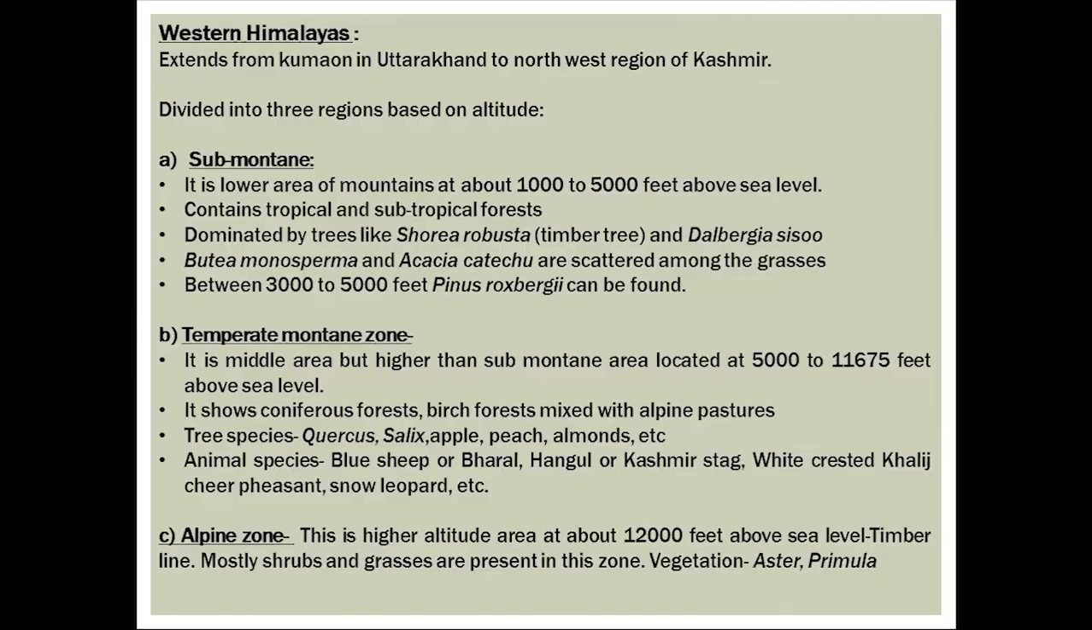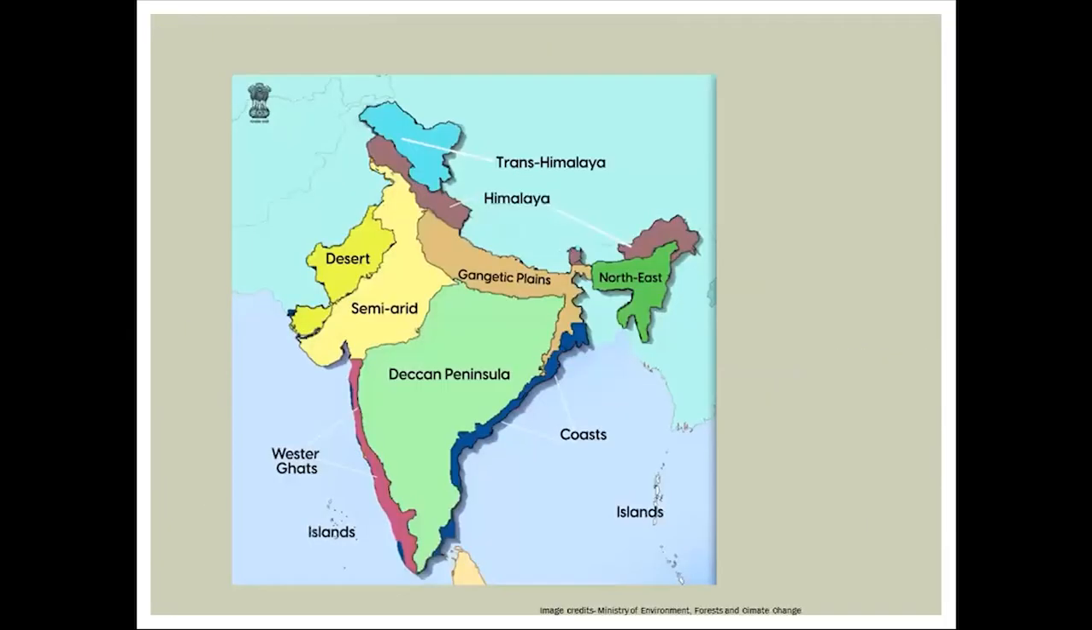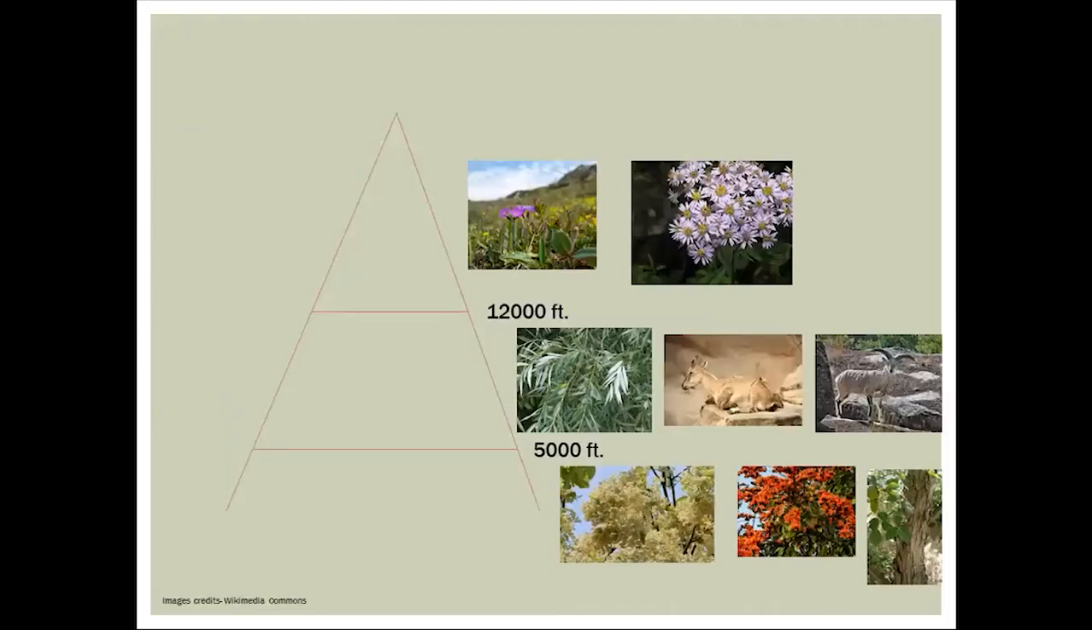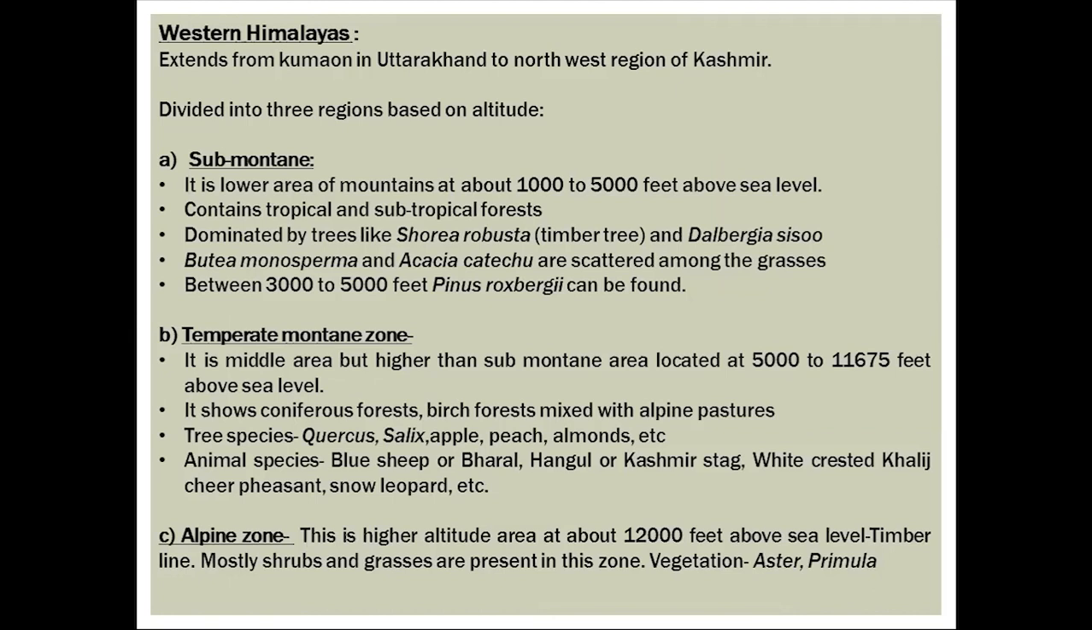We have discussed Western Himalayas. Western Himalayas, based on the altitude, are differentiated into submontane, then temperate montane, and finally the alpine zone. Accordingly, the vegetation changes and the animal species that are found also change. In Western Himalayas, the submontane zone is dominated by tropical and subtropical species. So Shaurya, then Bhutia, all of these can be found in the submontane zone.